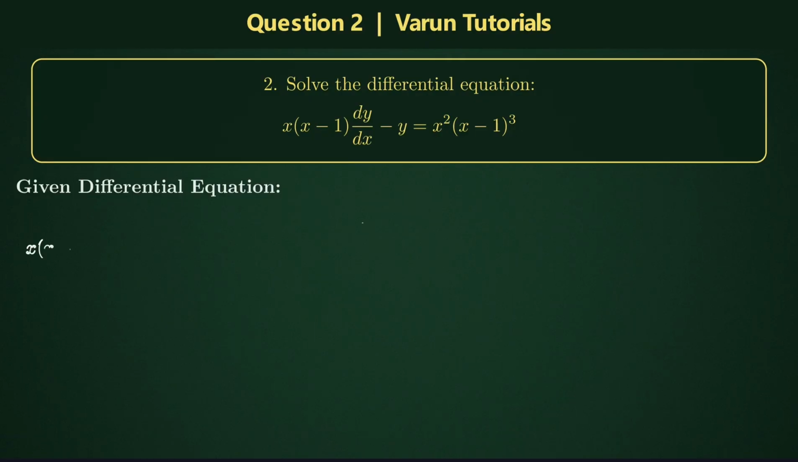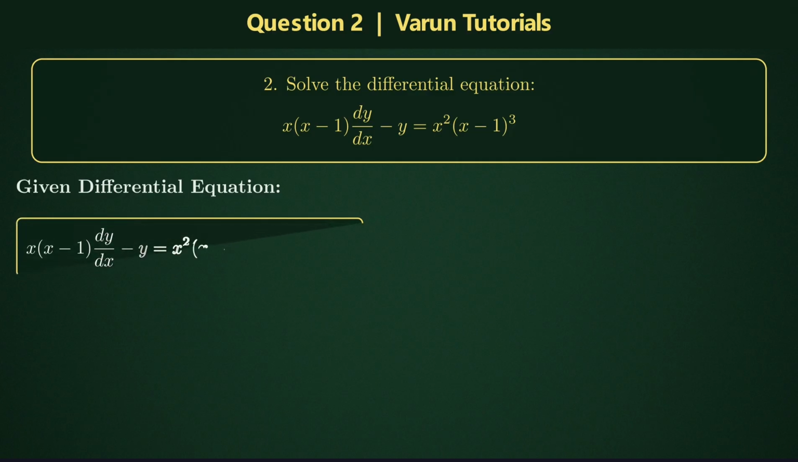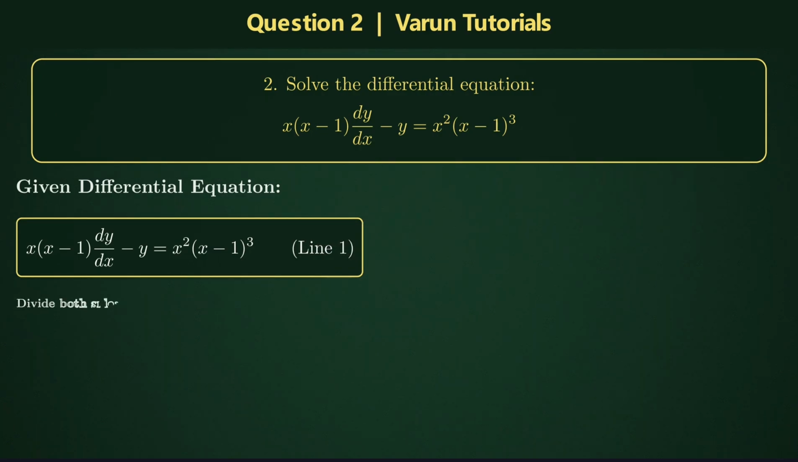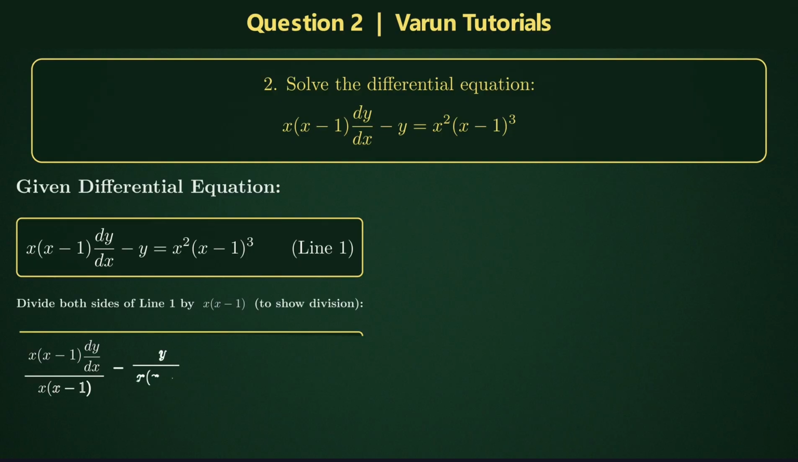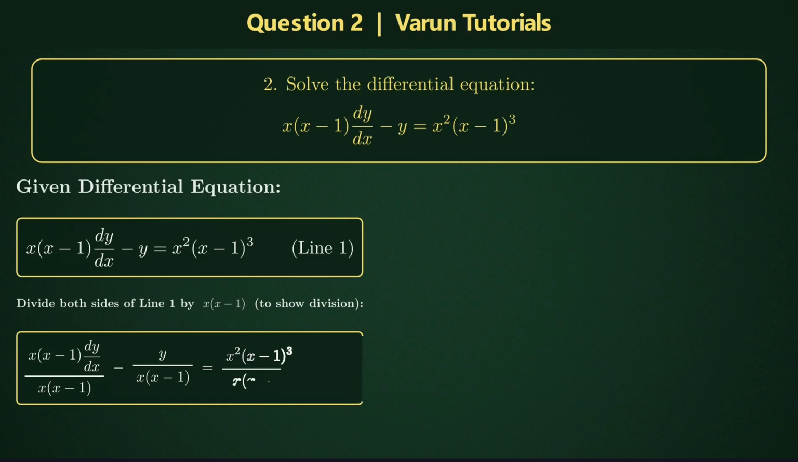The equation is x times the quantity x minus 1, times dy by dx, minus y, equals x squared times the quantity x minus 1 cubed. We will label this equation as line 1. We divide both sides of line 1 by x times x minus 1 to show the division of each term explicitly. This gives line 2: x times x minus 1 times dy by dx divided by x times x minus 1, minus y divided by x times x minus 1, equals x squared times x minus 1 cubed divided by x times x minus 1. We cancel x times x minus 1 from the first term, and cancel the common factors on the right.